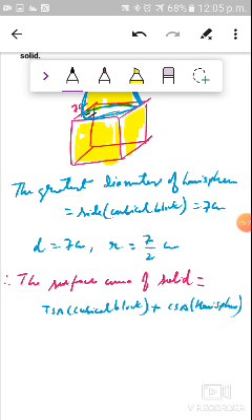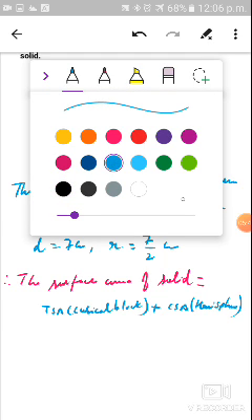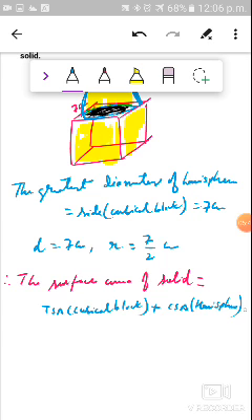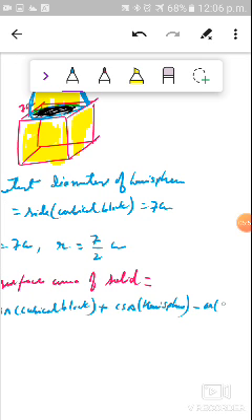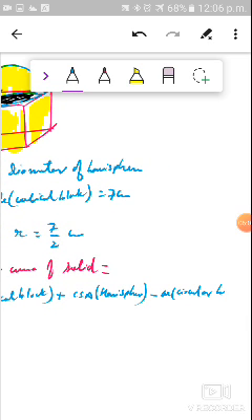this portion, okay, because it is covered by the hemisphere, so we need to subtract this portion. This is the circular portion, that is the base of the hemisphere, okay. So we'll write minus area of circular base, okay, right.